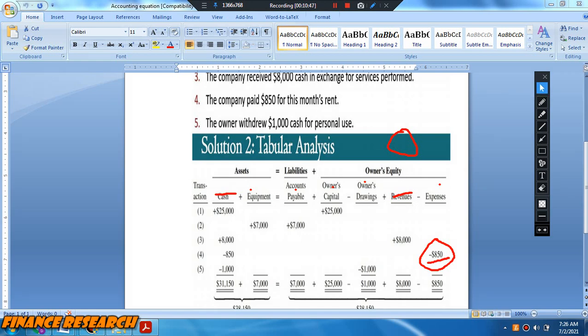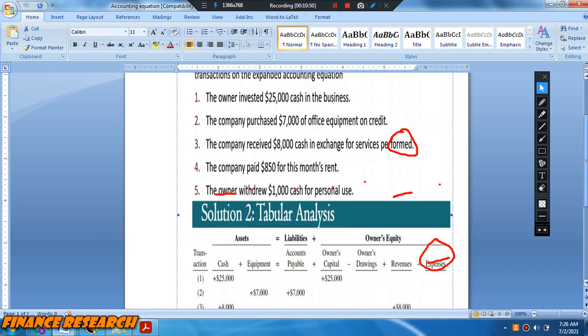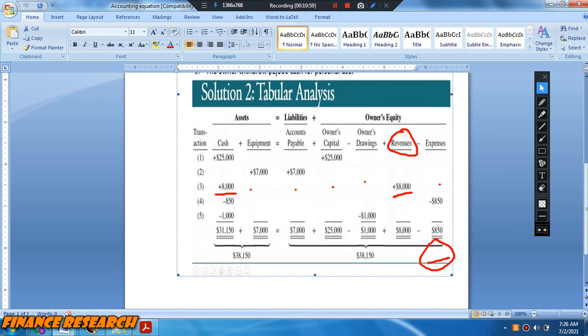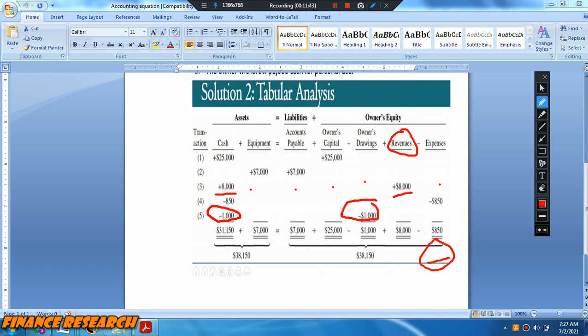We will just quickly take a look at our last transaction. The owner withdrew 1000 cash for personal use. Since it is personal use, how much has the business owner taken? $1000. So it will reduce the cash. If it is increasing the cash, we mention plus. It is reducing the cash, that is why we have written minus $1000. Now what is the effect on the liability and owner's equity side? Owner's drawing, how much is getting decreased? $1000, so we have put here $1000.